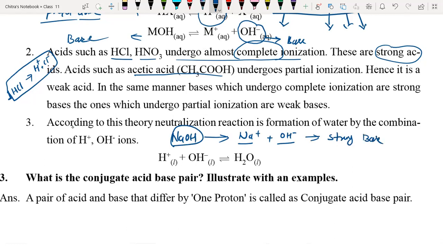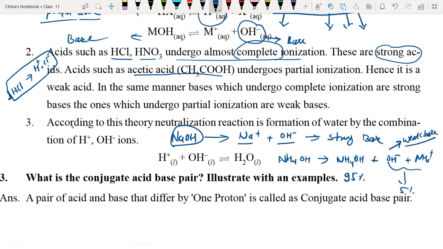But we have ammonium hydroxide, NH4OH. When we dissolve it in water, only part of it dissociates. NH4OH will remain about 95% undissociated, and only 5% of it will dissociate into OH negative and NH4 positive ions. Again, ammonium hydroxide is a weak base.